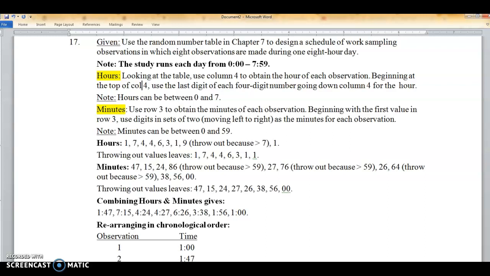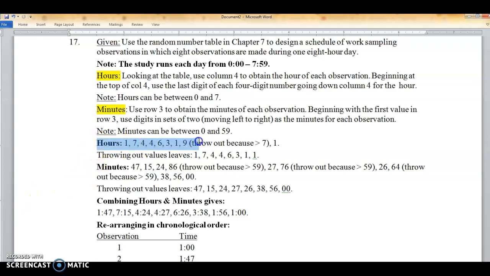All right, so first of all, we're going to do the hours. If I go up top of page 326, table 7.5, the first thing we need to do is the hours, and they told us to use the hours from column 4. Keep in mind that we're only going from hours of 0 to 7 from column 4, and we're going to obtain the hour for each observation. It says to begin at the top of the column and use the last digit of each 4-digit number going down the column.